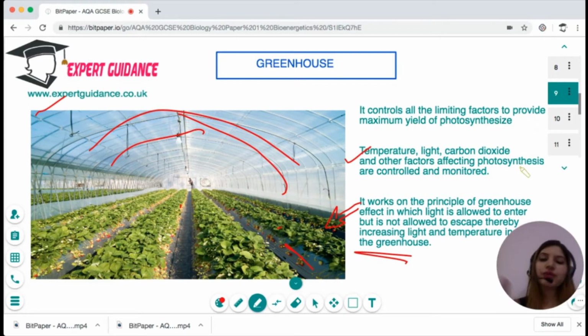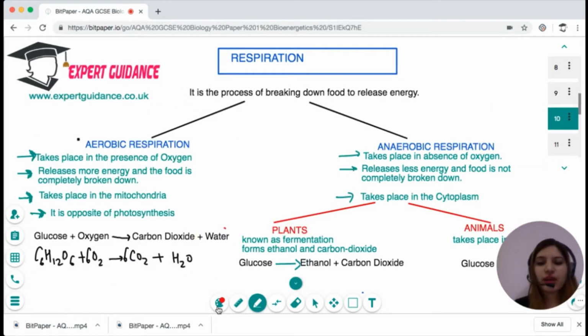Now let us do the reverse of photosynthesis, which is respiration. Respiration is a process of breakdown of food to release energy. And it happens via two mechanisms. One is aerobic and the second is anaerobic. Aerobic, as the name suggests, air, so it happens in the presence of oxygen. Anaerobic takes place in the absence of oxygen.